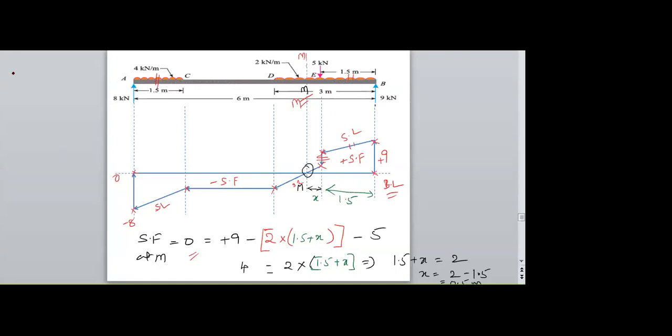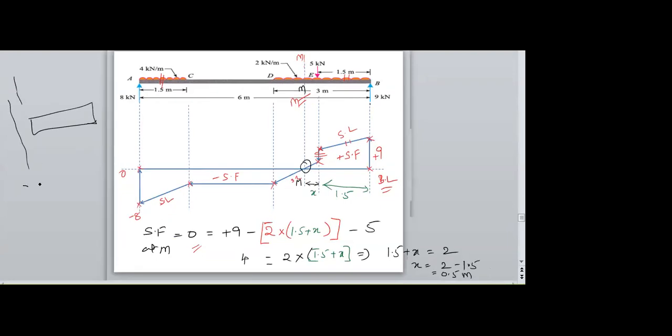Therefore, the loads, the section is now M. The loads are first 9 kilonewtons moving upwards, and we have a 5 kilonewton point load, and an entire length UDL. I don't know this length, entire length as a UDL. I know this length, 1.5.